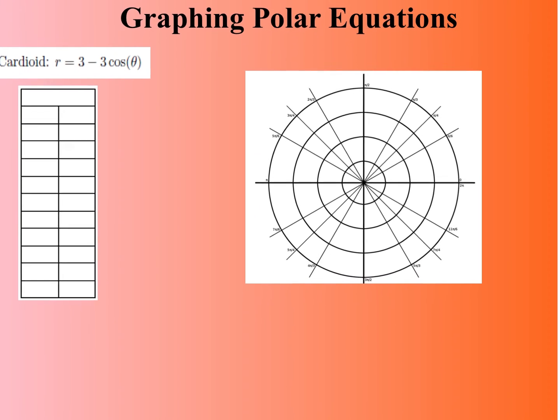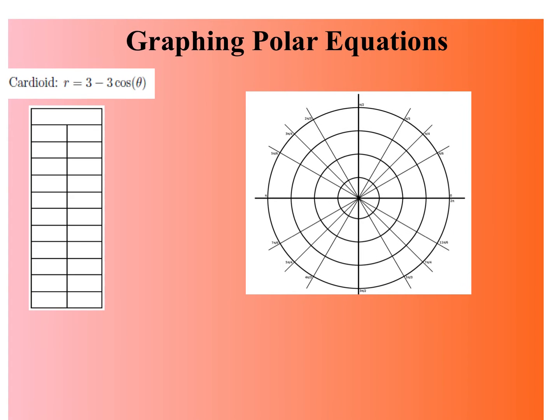I don't want to do the whole thing, but I want to do a couple. Let's make this theta first, and then an r. Let's pick a few angles. Let's do pi over 4. And let's do pi over 2. And let's do 3 pi over 2. If I were you, I'd make one of these.